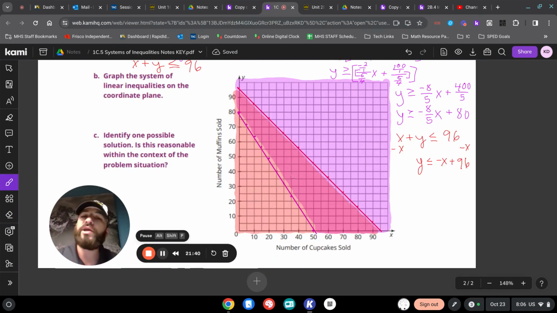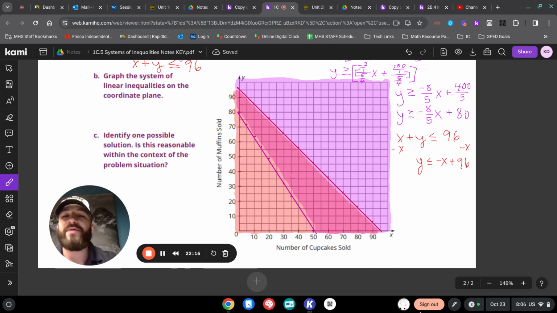All right, y'all. So hopefully your graph looks something similar to mine. We should have this first function, y is greater than or equal to negative 8 fifths x plus 80. We're going through 80. We're going down by 8 and to the right by 5. And then it is greater than or equal to, so it is a solid line. And we are going to shade above, which is that purple shaded area. And then our second one, y is less than or equal to negative x plus 96. So up here at 96, and then going down and over by 1, and then we are shading below.